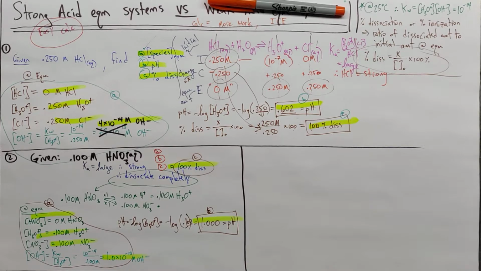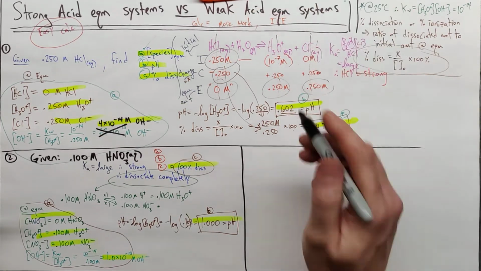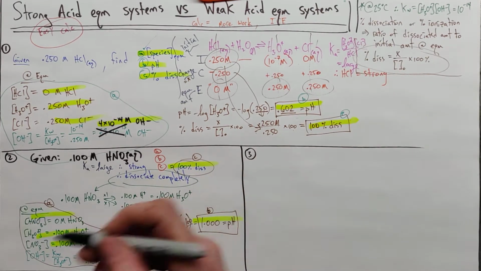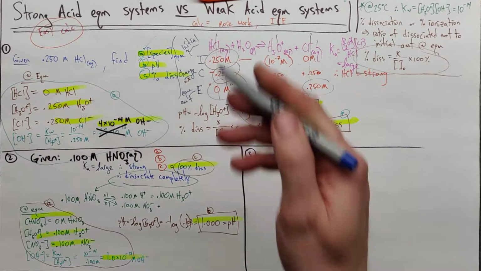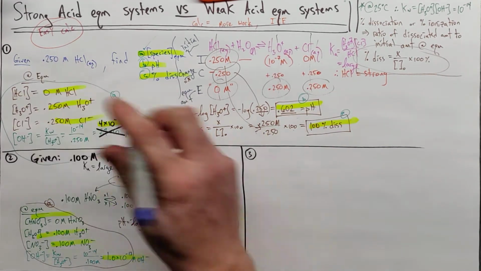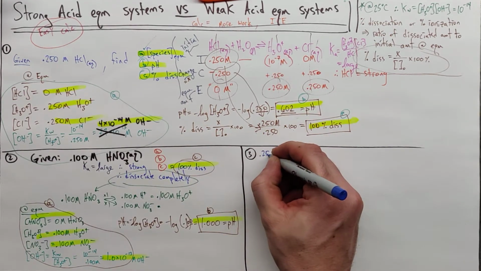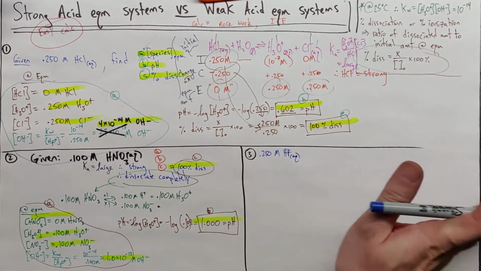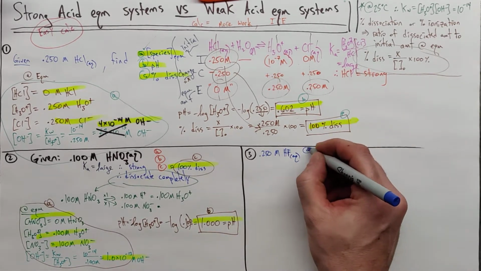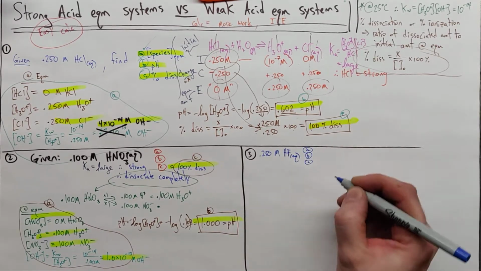How do things change when we have a weak acid? So our third example here, instead of doing HCl, let's do HF. And we'll go with this same number here, 0.250 molar HF. We're going to do the exact same setup. I'm going to be looking for that part A, that part B, and that part C.